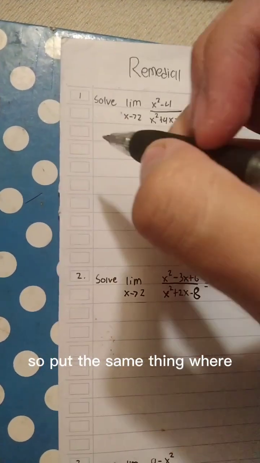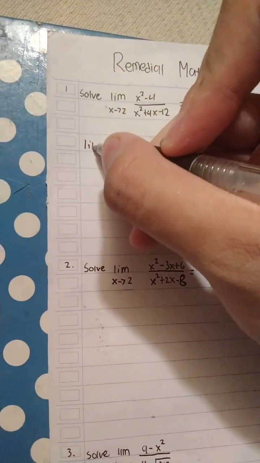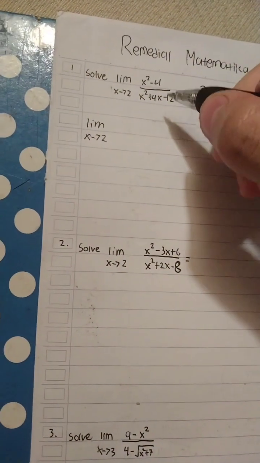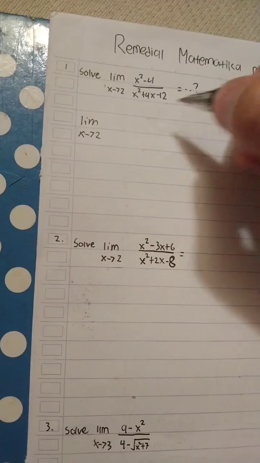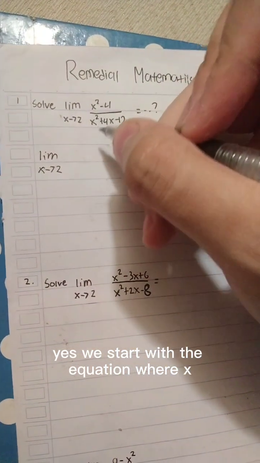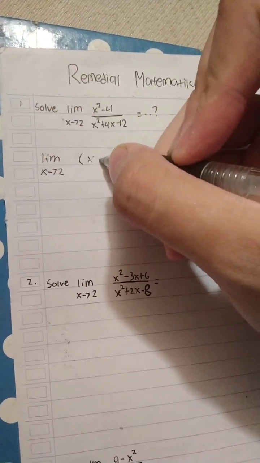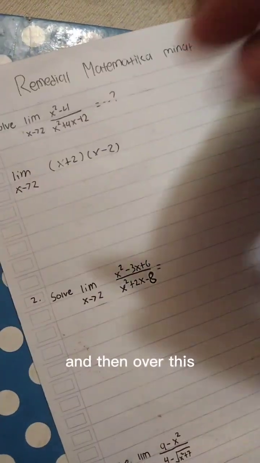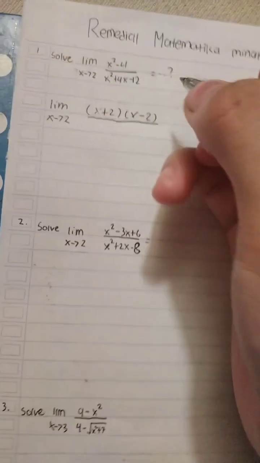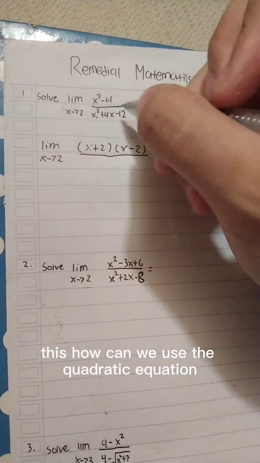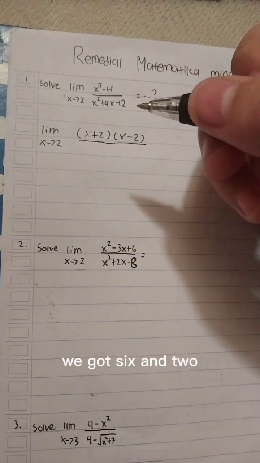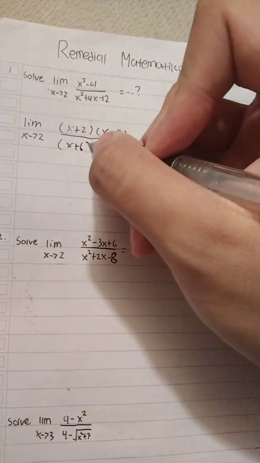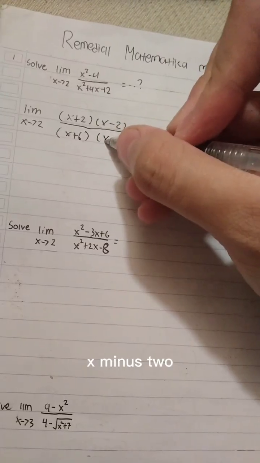So we put the same thing: limit x approaches 2, x squared minus 4. How do we get 4 minus 4? Yes, we start with the quadratic equation, where x plus 2 and x minus 2, and then over this. How can we use the quadratic equation? We got 6 and 2, so then we're going to get x plus 6 and x minus 2.